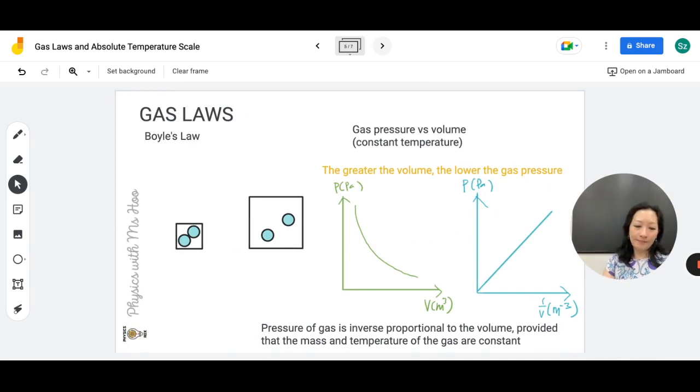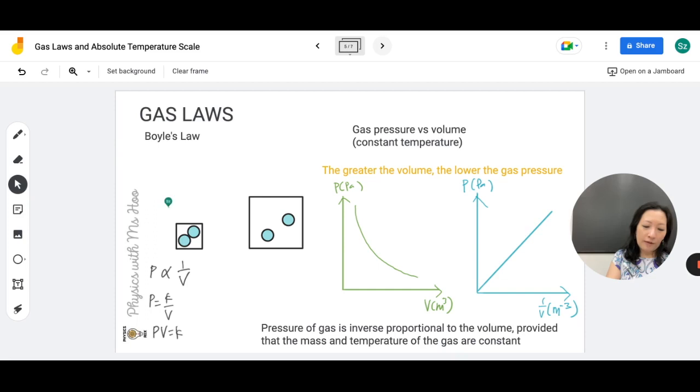For Boyle's law, because the relationship is inverse, that means P is inversely proportional to V. So this is how you write it in maths if it's an inverse relationship. Putting it into an equation becomes P equals K over V, giving us PV equals K. Remember, K is the same for the same situation.